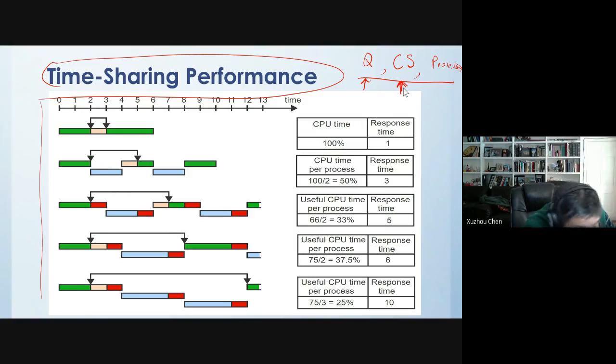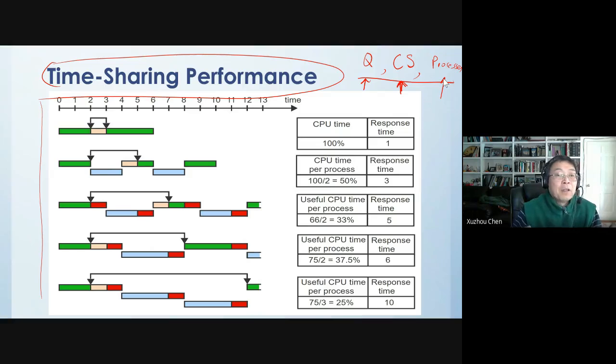Also, the performance of round robin depends on how many processes are competing for the CPU. If there's only one process, it doesn't matter, right? Even though you say you're using round robin, it doesn't matter, because once this process completes one time quantum, the scheduler is still going to allocate the CPU to this process, since there's only one process. Now, if you have two processes, you can imagine that the two processes are going to share the CPU.